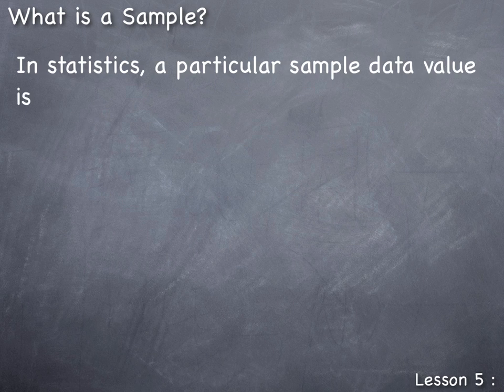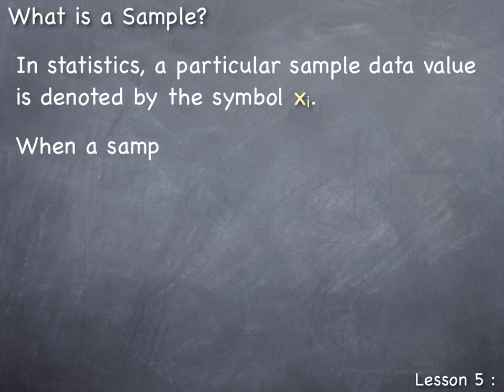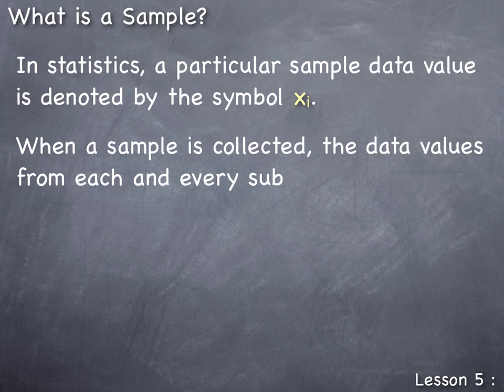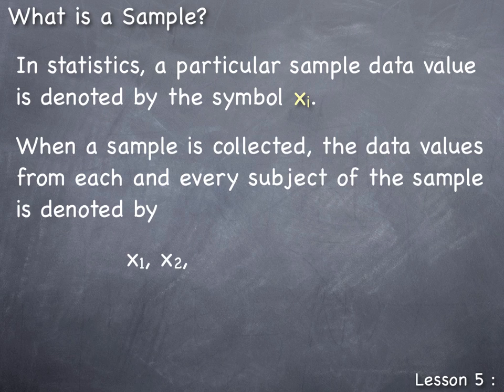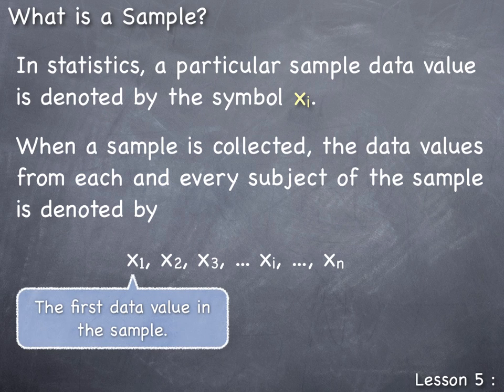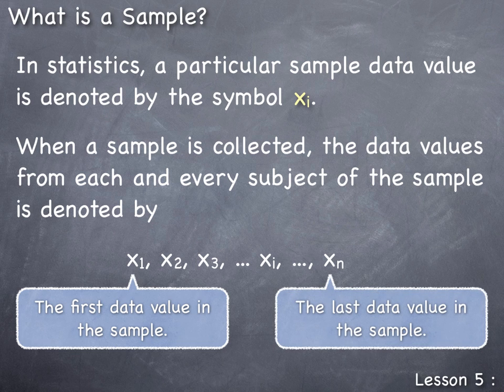In statistics, a particular sample data value is denoted by the symbol lowercase x sub i. When a sample is collected, the data values from each and every subject of the sample are denoted by lowercase x sub 1, x sub 2, x sub 3, and so on, through x sub n, where x sub 1 is the very first data value in the sample, and x sub n is the very last data value in the sample.